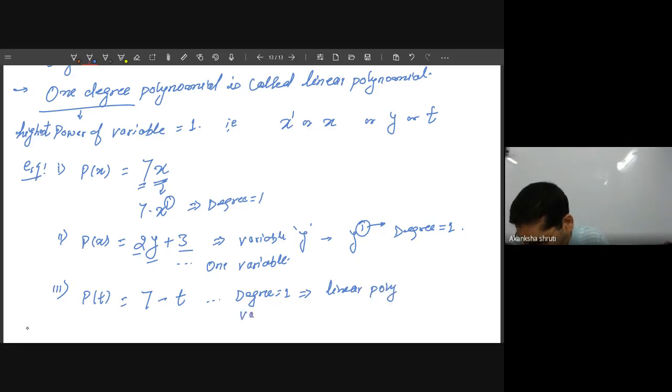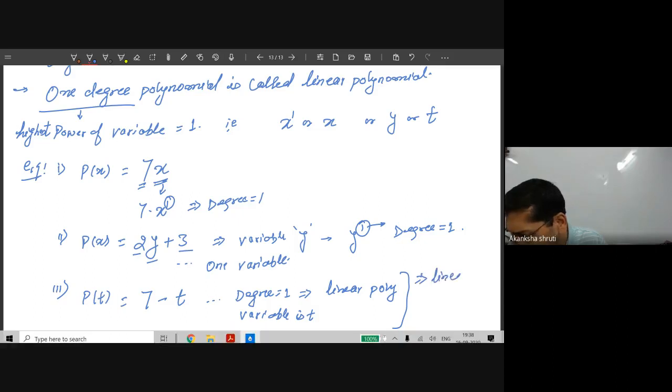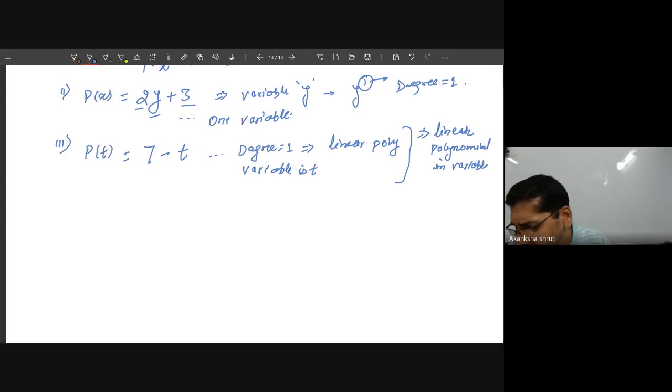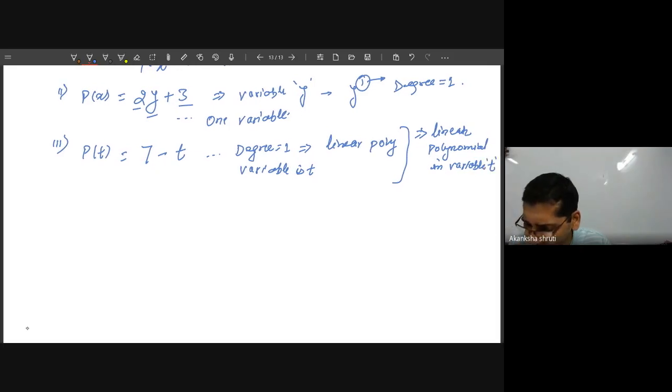But what is the variable? Here the variable is t. So collectively we can write it is a linear polynomial in variable t. That means the name of the variable we can also say. So it is a linear polynomial, and what is the variable? It is t.